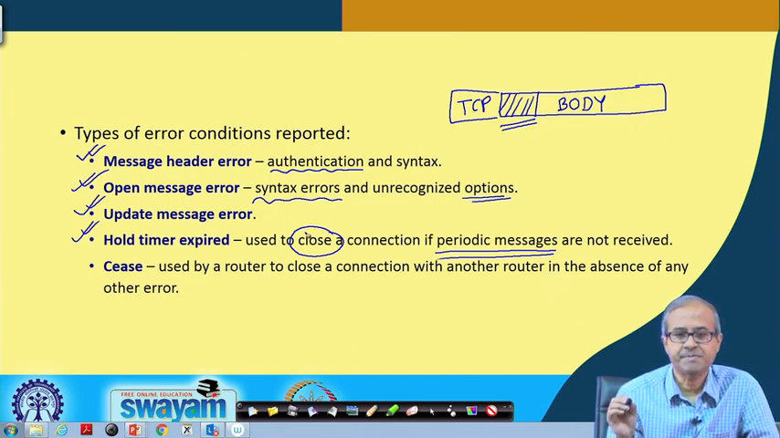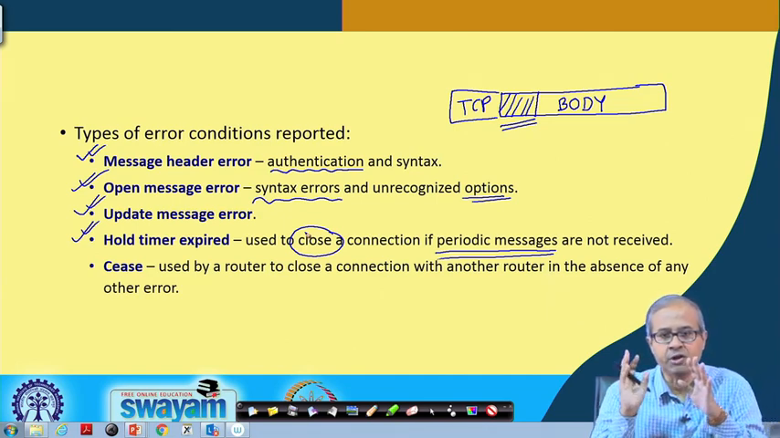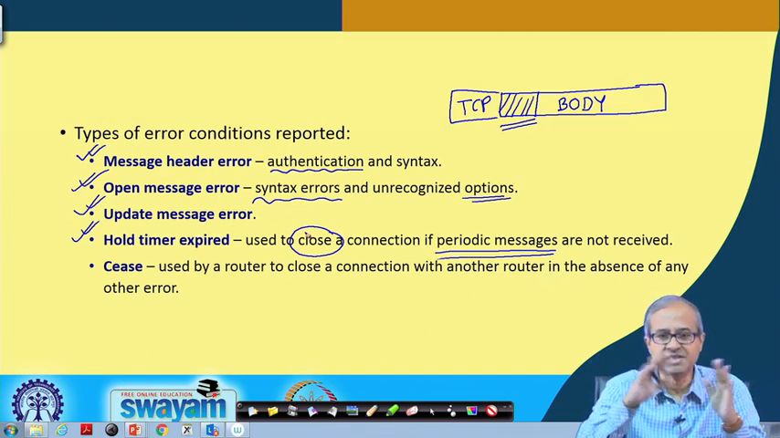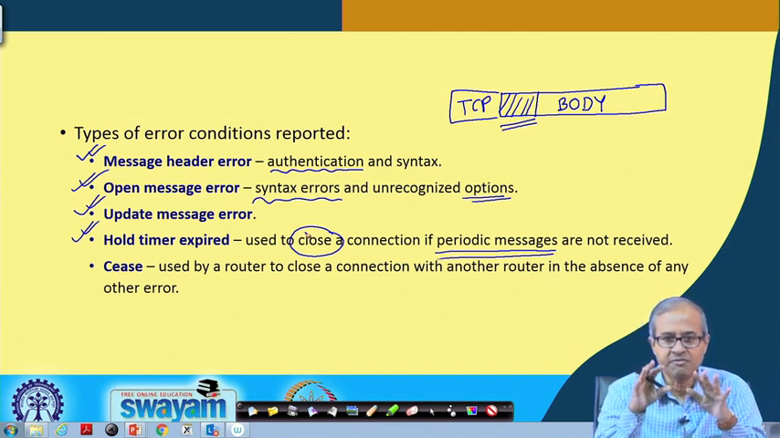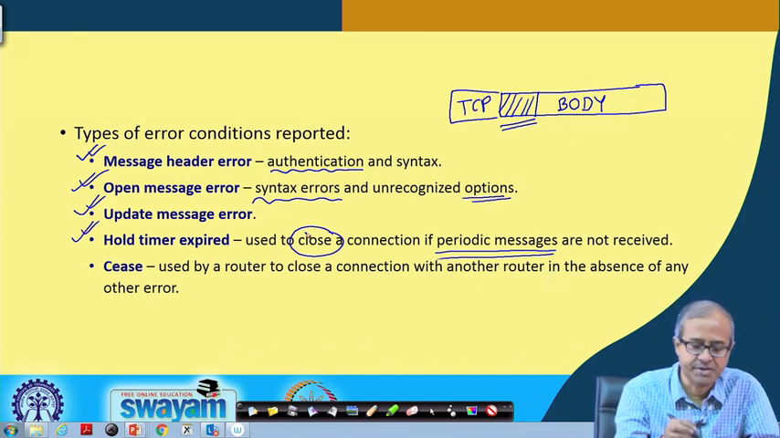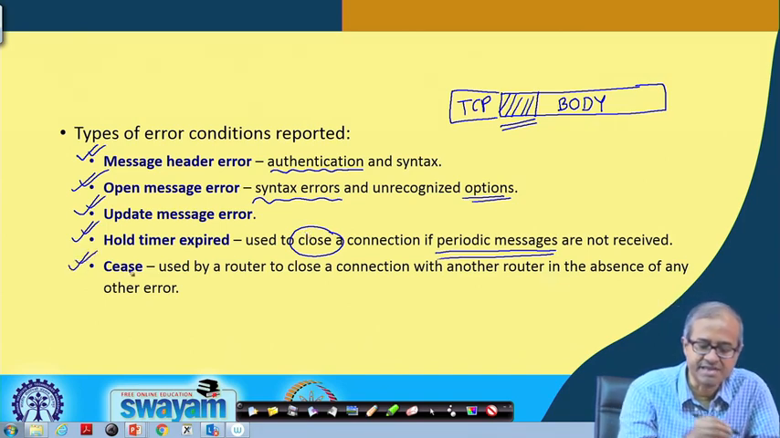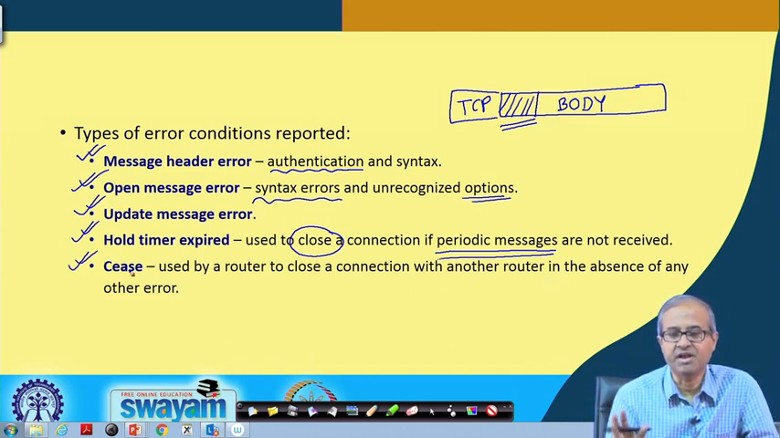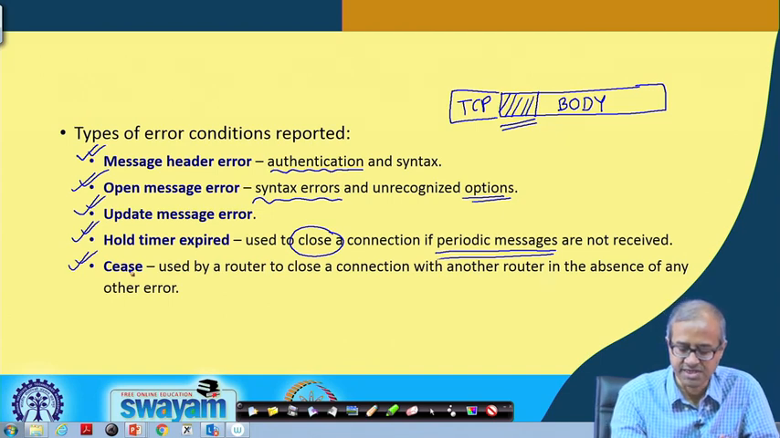Sometimes, due to some reason, you can forcibly terminate a connection. Let us say your network is being brought down due to maintenance and other things, and you are forcibly terminating the connection with the other peers. There you send a cease error message to your neighbors saying that I am requesting to terminate or cease the connection, but there is no other error as such, I just want to close the connection.